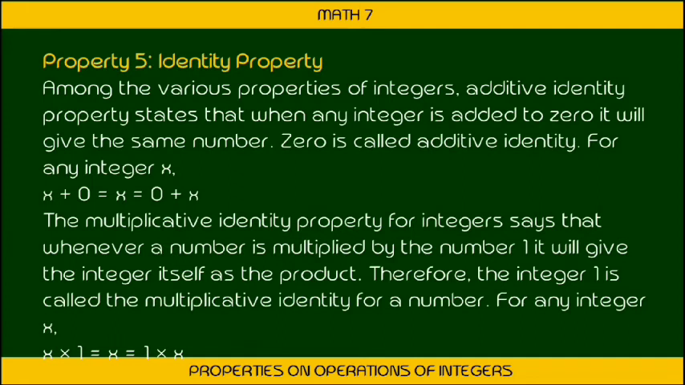The multiplicative identity property for integers says that whenever a number is multiplied by the number 1, it will give the integer itself as the product. Therefore, the integer 1 is called the multiplicative identity for a number. For any integer x, example, x times 1 is equal to x is equal to 1 times x.